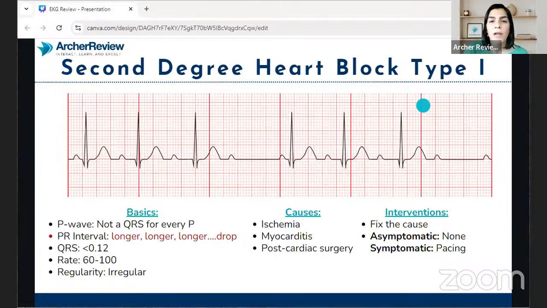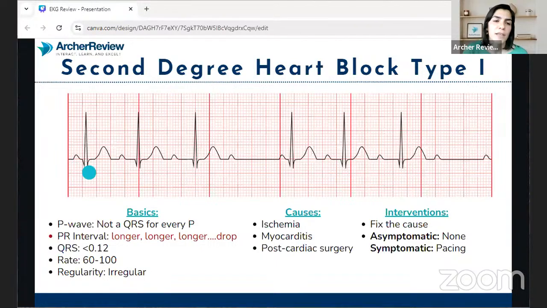So second degree heart block, we're going to talk about type 1 and type 2 today. So type 1's also called Mobitz 1 or Wenckebach. It goes by a couple different names. This is when you see a progression of that prolonged PR interval until one of the QRSs just drops off. And so that's why we look at each PR interval and we don't just look at one and say, okay, that's normal, right?